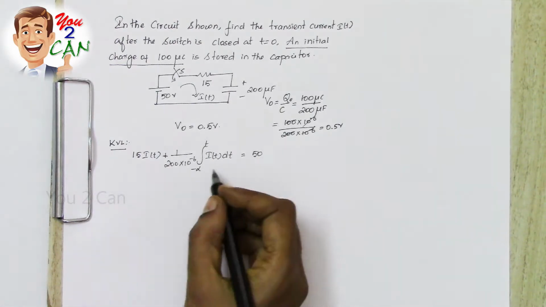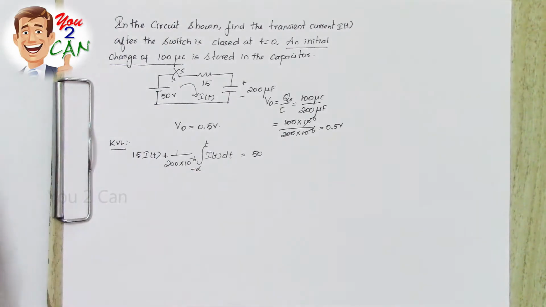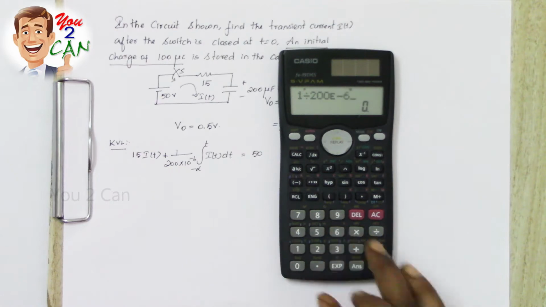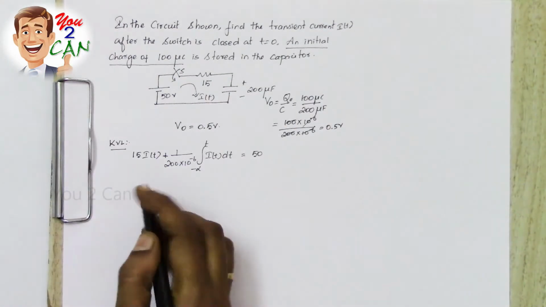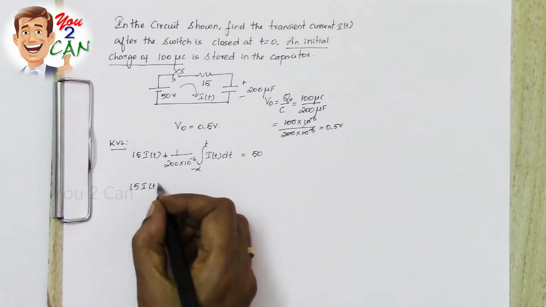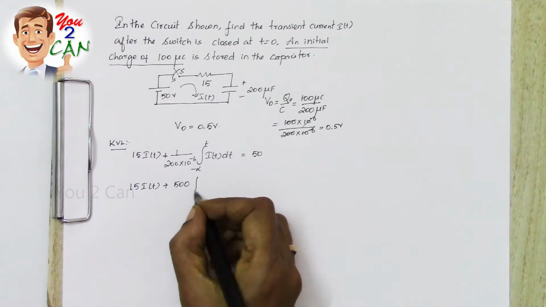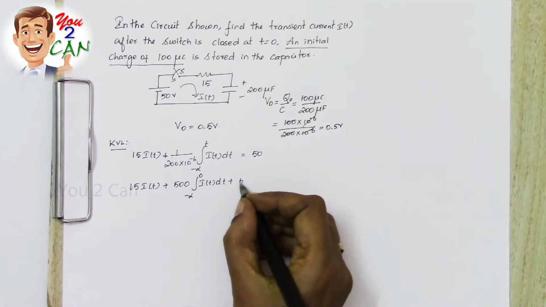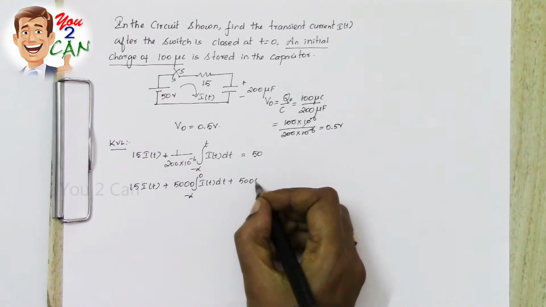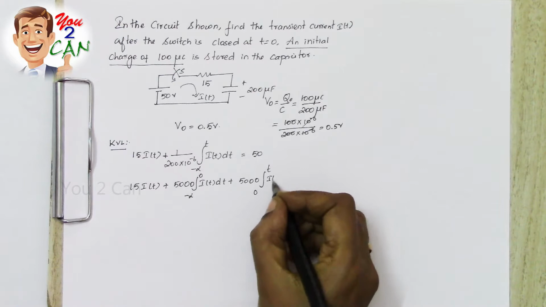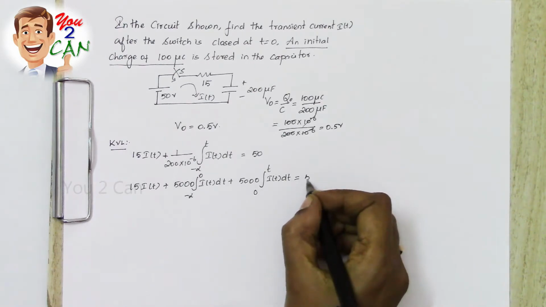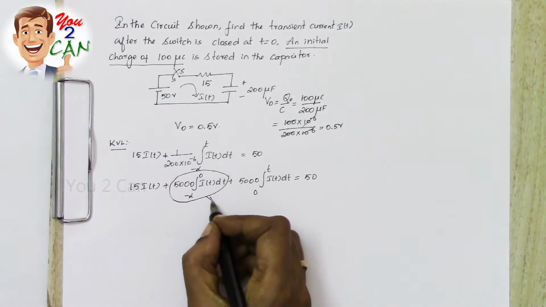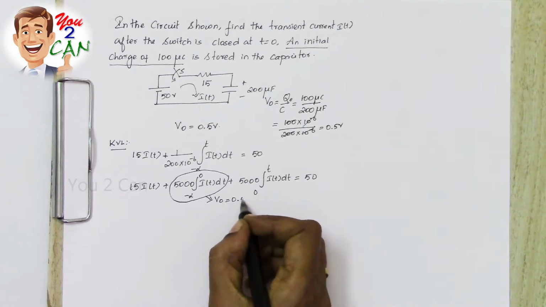So you have to split this time interval. 1 divided by 200 into 10 power minus 6 is equal to 5000. So 15 I of t plus 5000 times the integral from minus infinity to 0 of I of t dt, plus 5000 times the integral from 0 to t of I of t dt, will be equal to 50. This minus infinity to 0 interval is taken as the initial voltage. So V naught is equal to 0.5 volt.